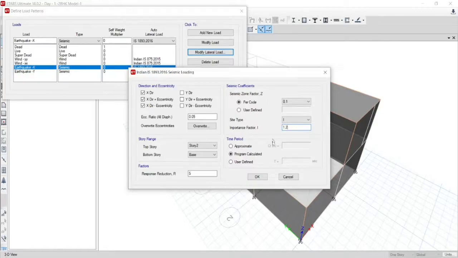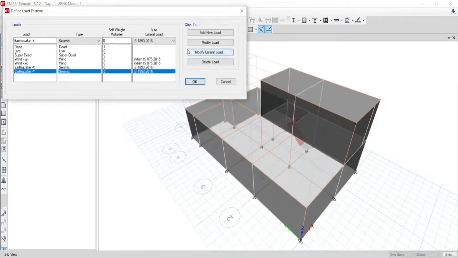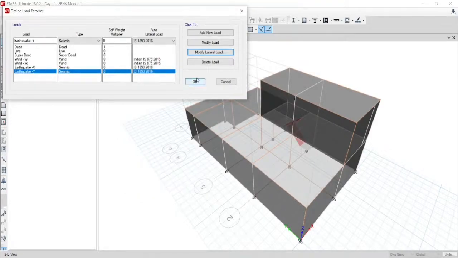Now these three things are very much important. Now let us use the same phenomena here, modify load. Since this is earthquake in y direction, let us use only y direction here. And our zone is 0.1, soil type is 1, importance factor is 1.2. The same value which we have used in x-axis we are going to use here. Then press OK. Now press OK here.